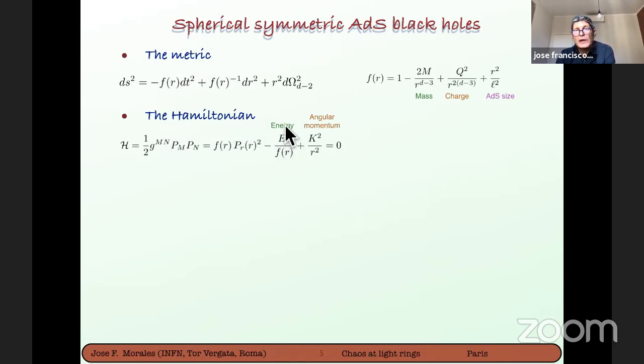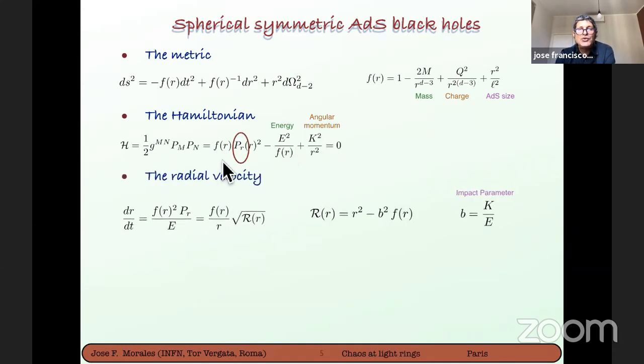Here you have two conserved quantities, the energy and the angular momentum. And you can compute P, which determines the radial velocity of the geodesics, in terms of a square root of this function, which appears all the time in the talk. You will see it a lot. R, which in this case is just r squared minus b squared times this function F. And b is the impact parameter, which is just the ratio between the angular momentum and the energy.